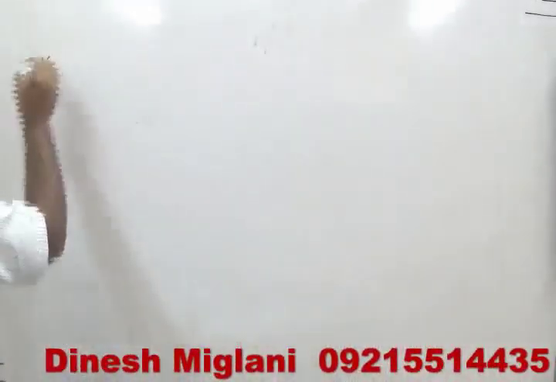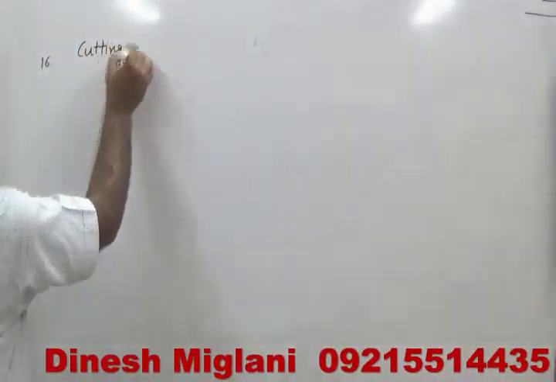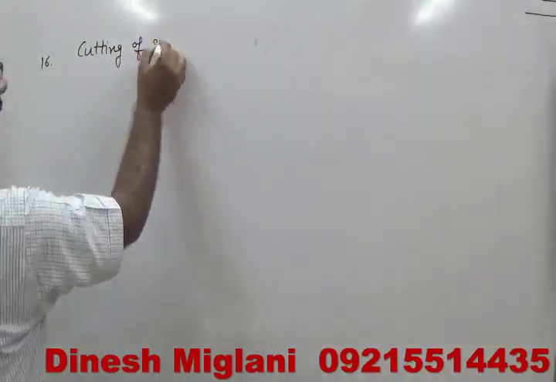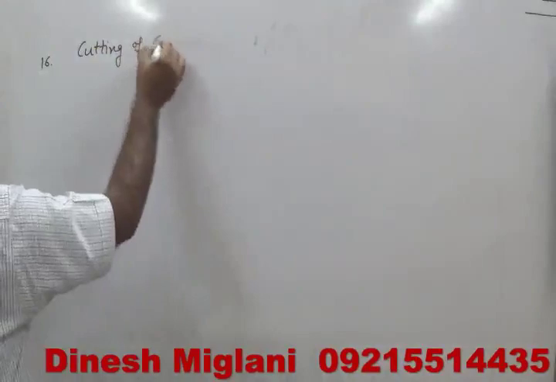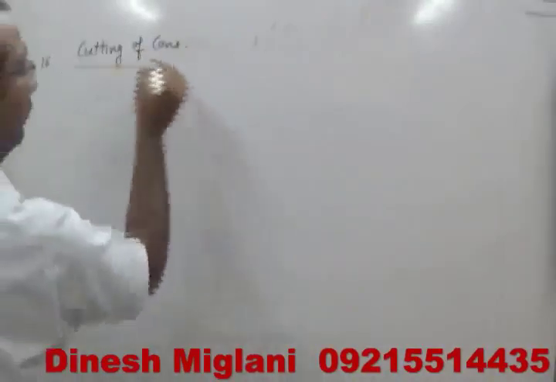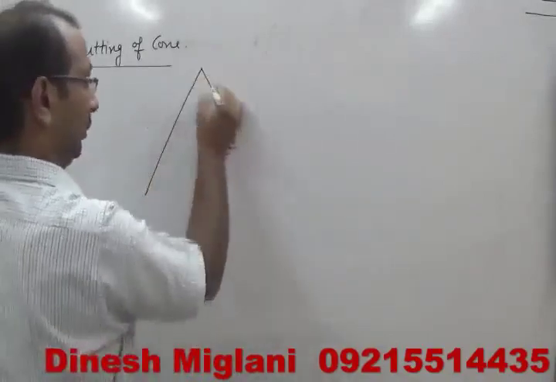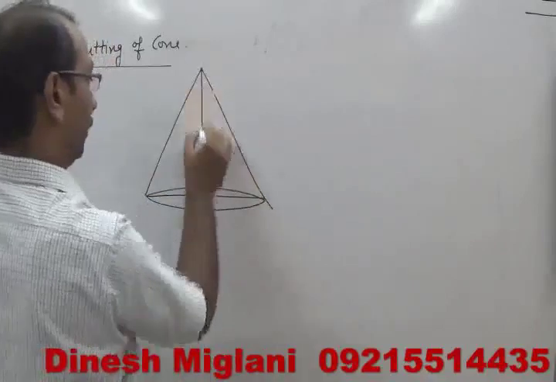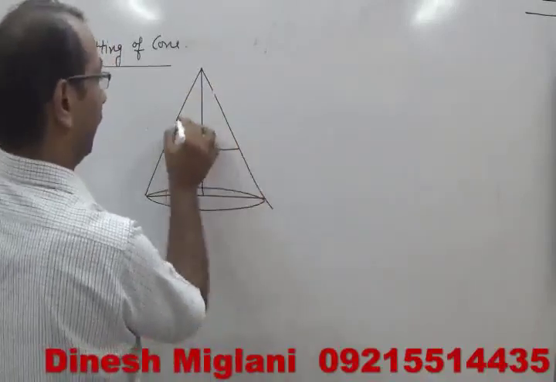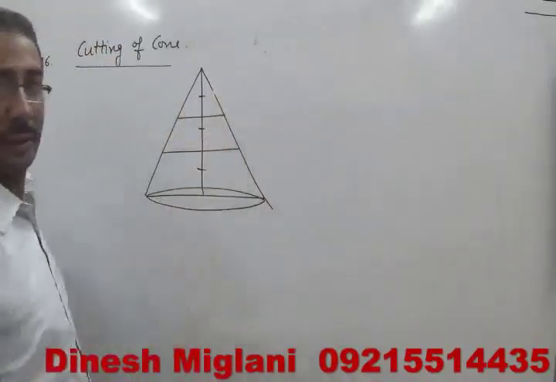That's our question number 16. The type is named as cutting of a sphere. Sorry, it is named as cutting of a cone. Suppose one cone is given to you. It is given that parallel to the base, two cuts have been made dividing the height into three equal parts. Because it is given that the three parts are equal.